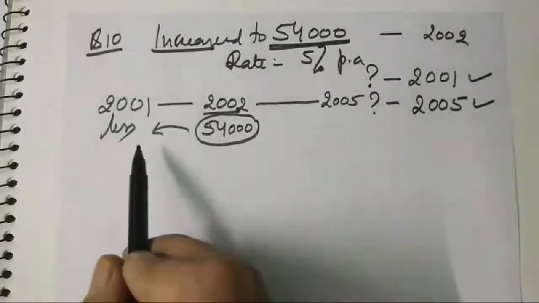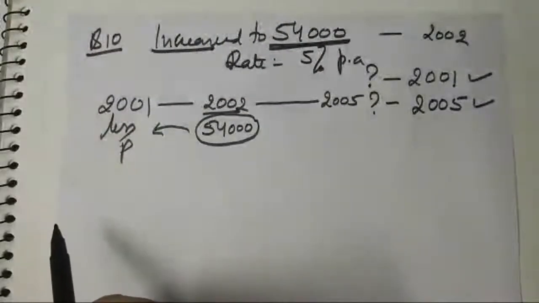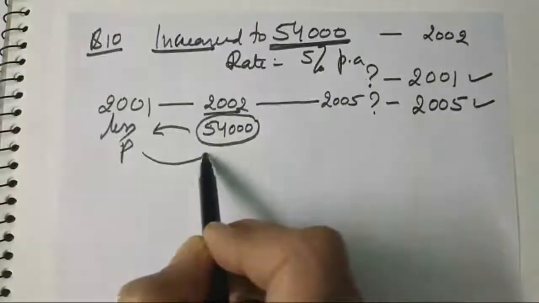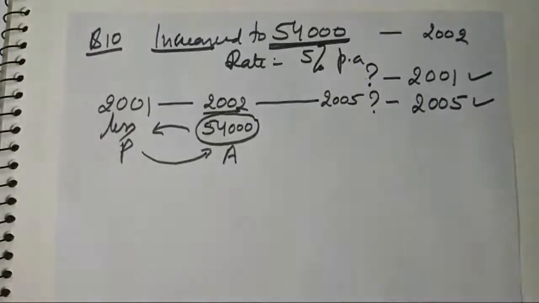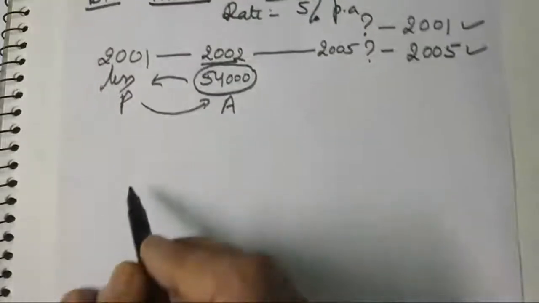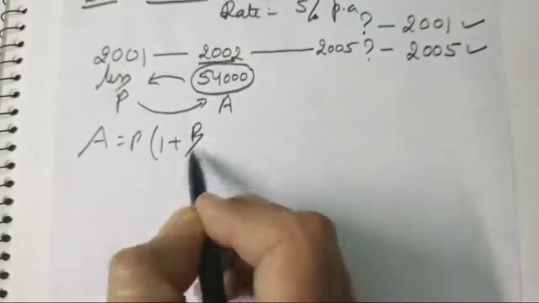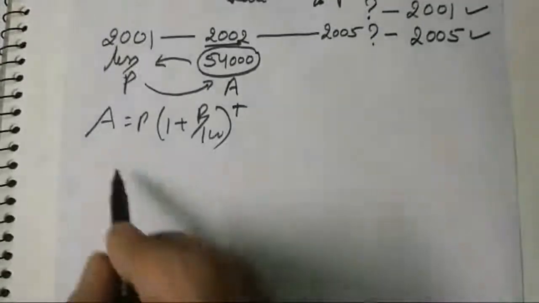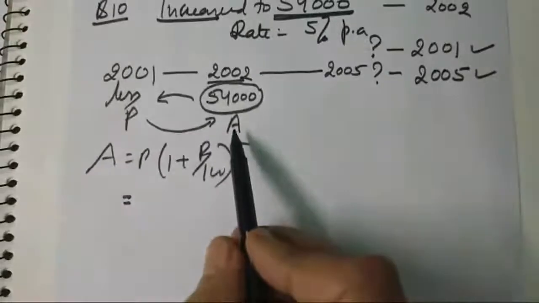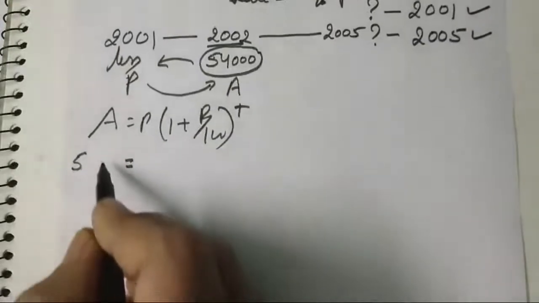So since the population in this year is less, this means we have to find principal. And then what is this? This is your amount. So your formula will be again same. A is equal to P (1 + R/100)^time, where 54,000 will be the amount. So you will write 54,000 here.